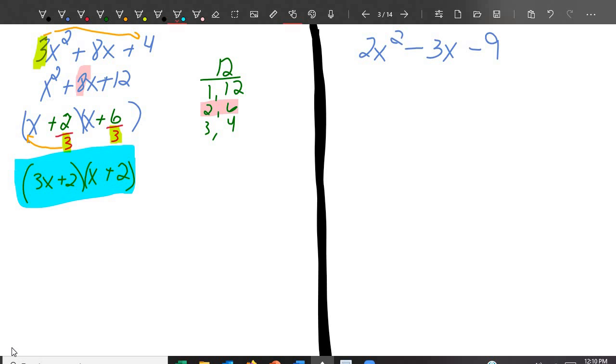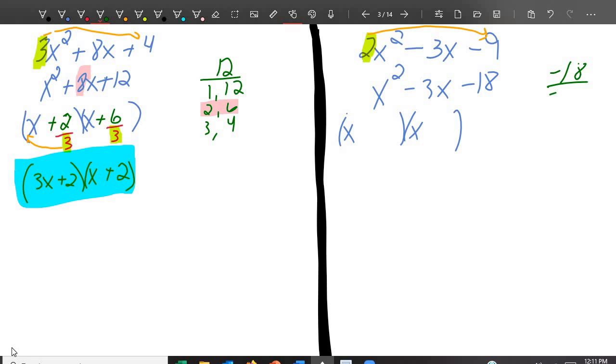Alright, this second problem, I'm going to take the 2 in front, slide it to the rear with the negative 9 and multiply them together. So we'll get x squared minus 3x minus 18. I'm going to factor it. Now, I'm looking for the factors of negative 18 that add up to be negative 3. Remember, it's a negative 18, so one factor is negative and one factor is positive.